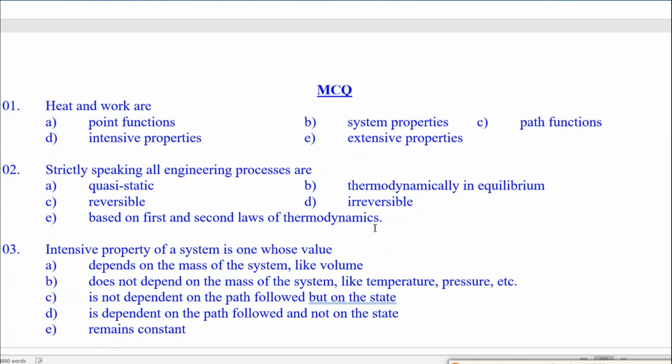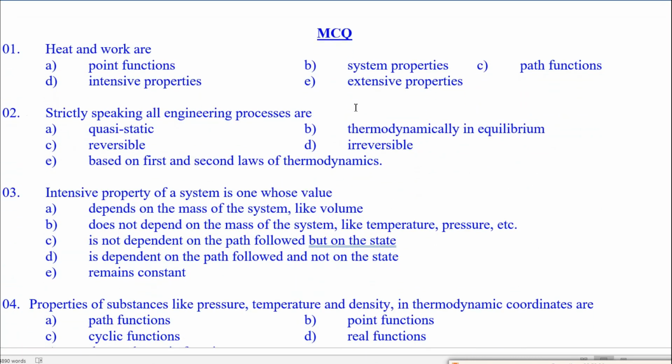Now I am discussing some MCQ questions. First is heat and work are, options are point functions, system properties, path functions, intensive property and extensive property. The option will be heat and work are path function.